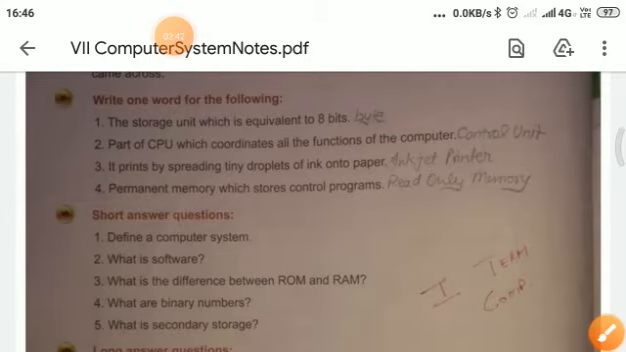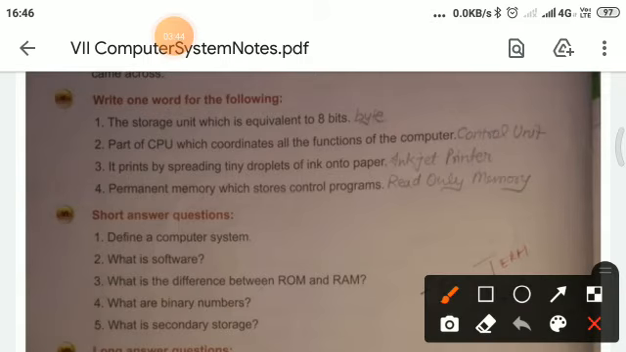And next is, it prints by spreading tiny droplets of ink onto paper. This is known as inkjet printer. And next is permanent memory which stores control programs: read only memory.